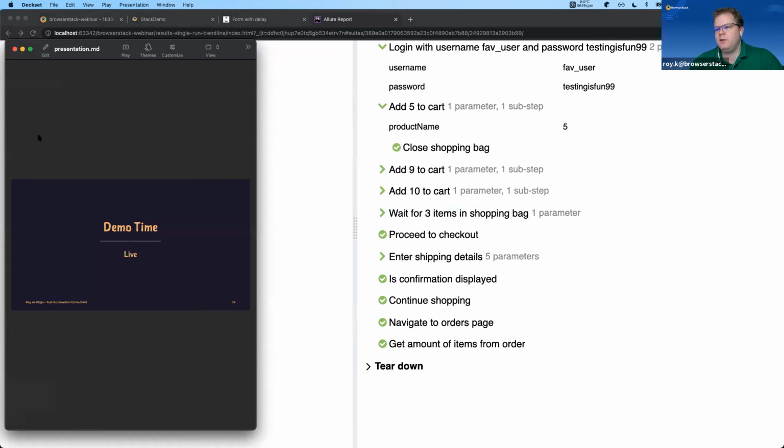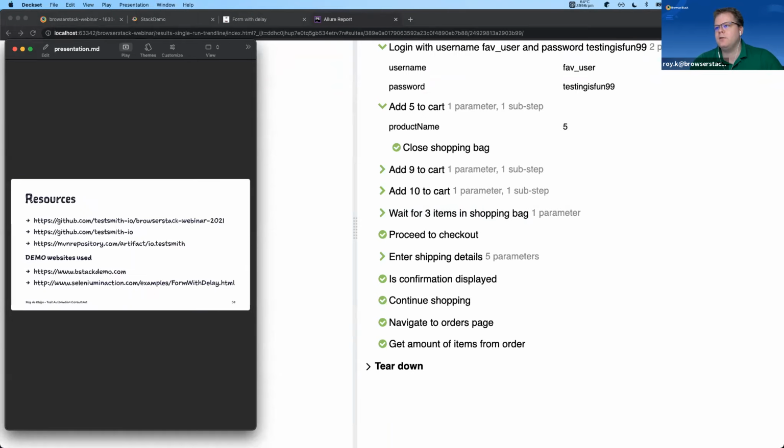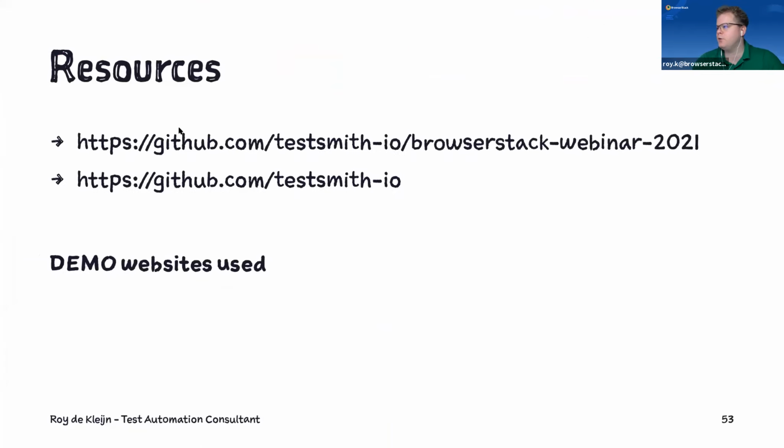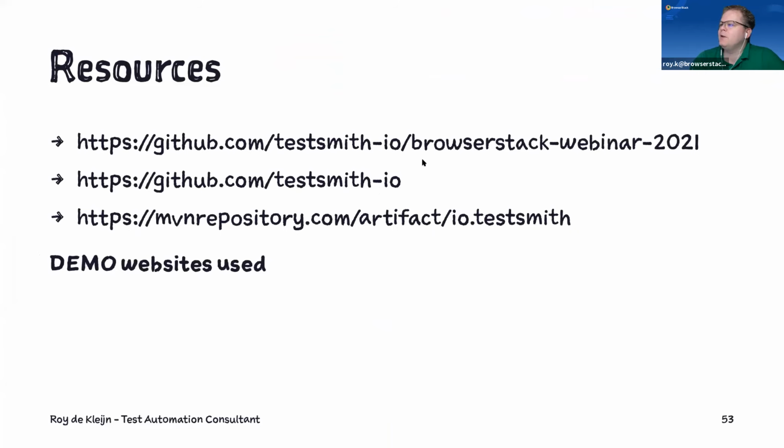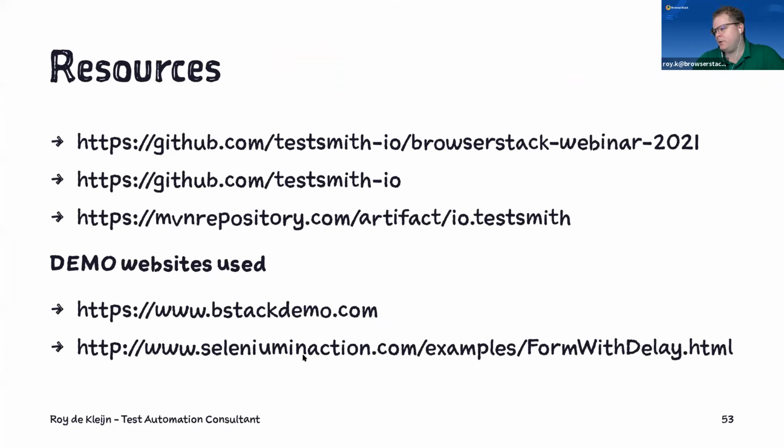And I think this is the last slide. All the code you've seen will be available on my GitHub account. This BrowserStack webinar 2021, I made some listeners, and they are available on mavenrepository.com. And the demo websites we used are bstackdemo.com and my own demo website, seleniuminaction.com, and that contains some examples. So that was basically the content of the webinar.